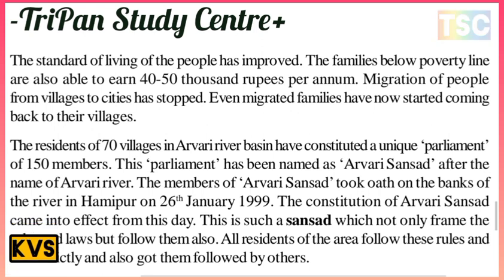The residents of 70 villages in the Aravali River basin have constructed a unique parliament of 150 members. This parliament has been named the Aravali Sansad, after the name of the Aravali River. The members of the Aravali Sansad took out a march on the bank of the river at Hamirpur on 26 January 1999. The Aravali Sansad came into effect from this day.